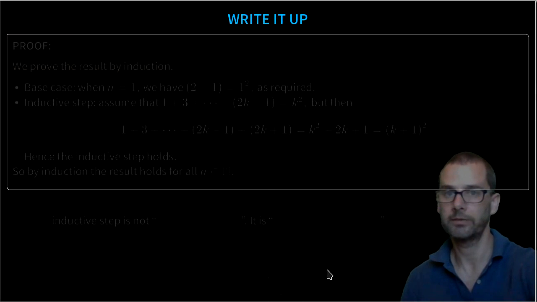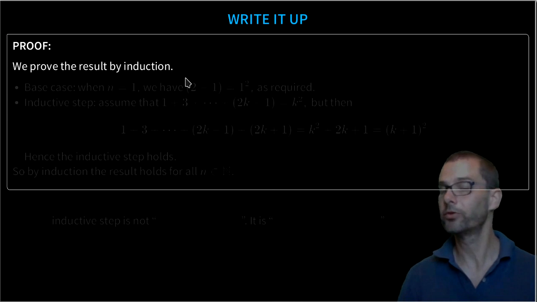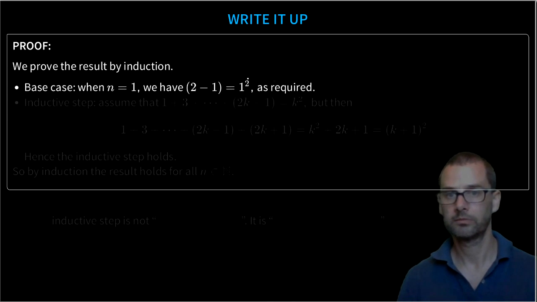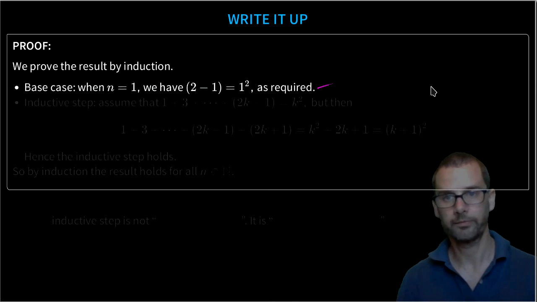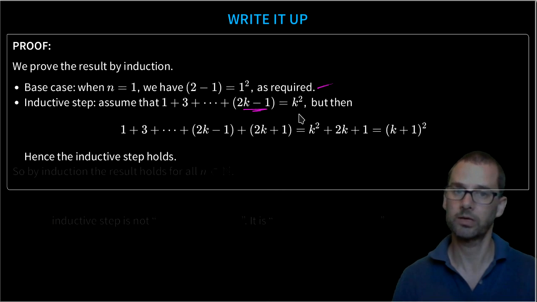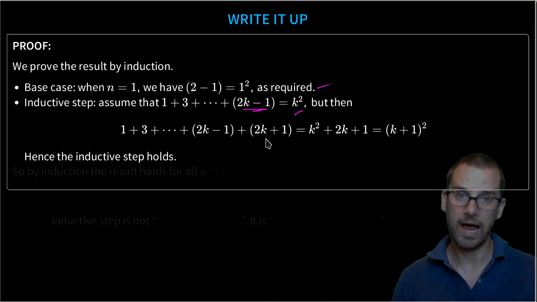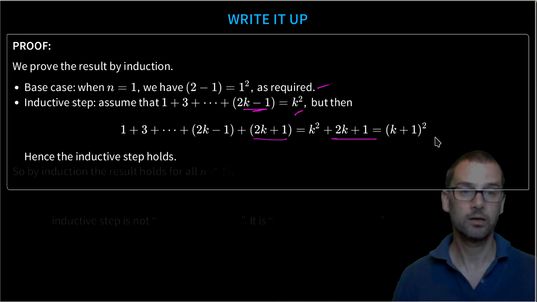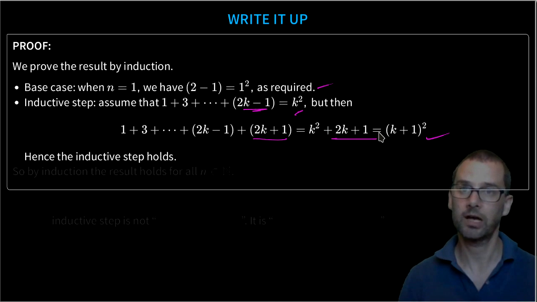So let's write it up nicely. So, proof. We prove the result by induction. So, when n equals 1, everything works out properly. Good. Inductive step, we assume that this holds. So, 1 plus 3 plus so forth up to 2k minus 1, that's k squared. But then, by adding the next term to both sides, we get the result that we want. So, p of k implies p of k plus 1.